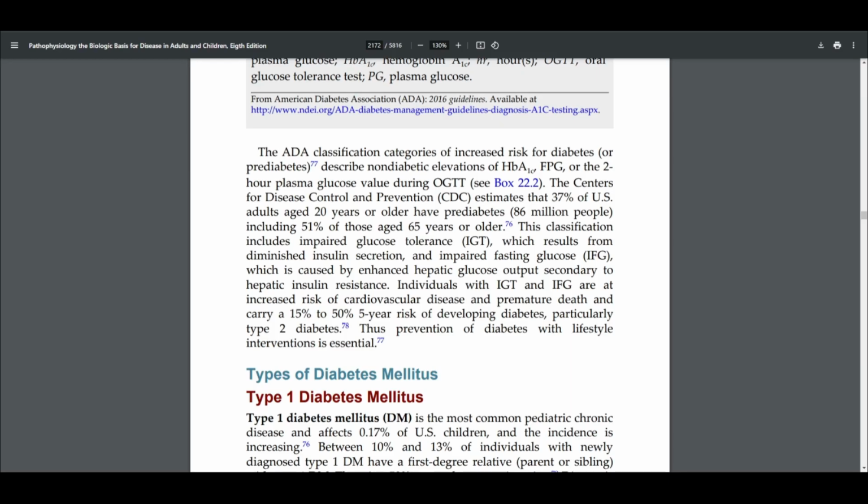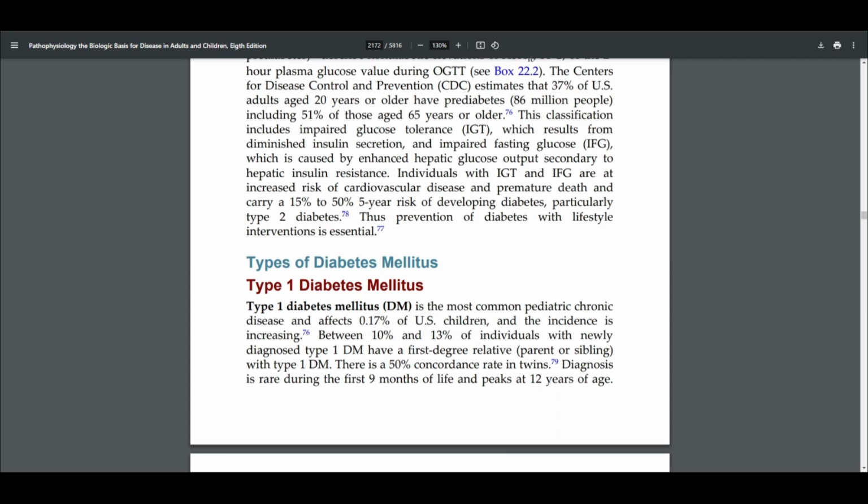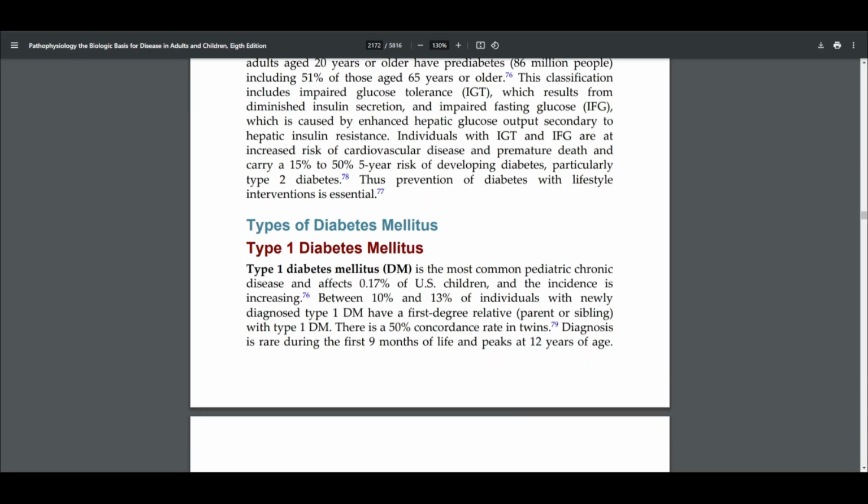Individuals with IGT and IFG are at increased risk for cardiovascular disease and premature death, and carry a 15 to 50% 5-year risk of developing diabetes, particularly type 2. Thus, prevention of diabetes with lifestyle interventions is essential.